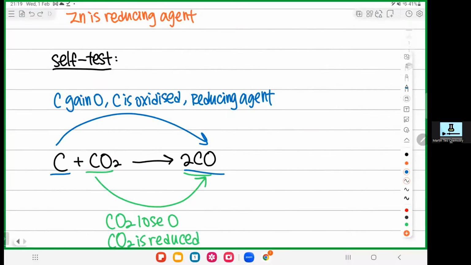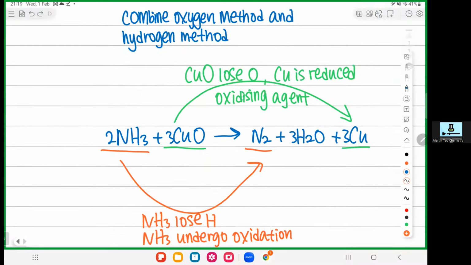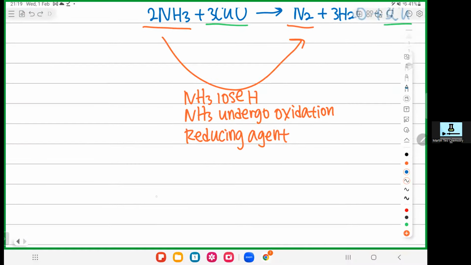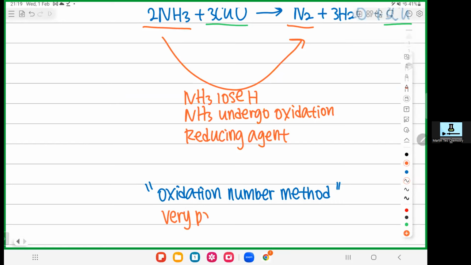So now let's look at the hard method already. The hard method we need to learn is called the oxidation number method. This is a very popular method in SPM. Super duper popular in SPM.